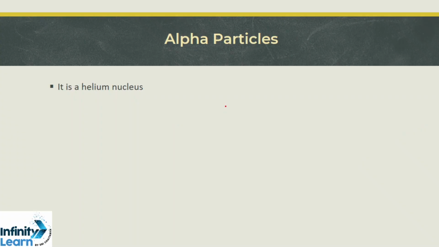Now let us start with the properties of alpha particle first. The first property is that it is nothing but a helium nucleus. Now helium atom is made up of the helium nucleus, which has 2 protons and 2 neutrons, and it has 2 electrons which are going around in its first orbit. So this nucleus of the helium atom is nothing but the alpha particle.